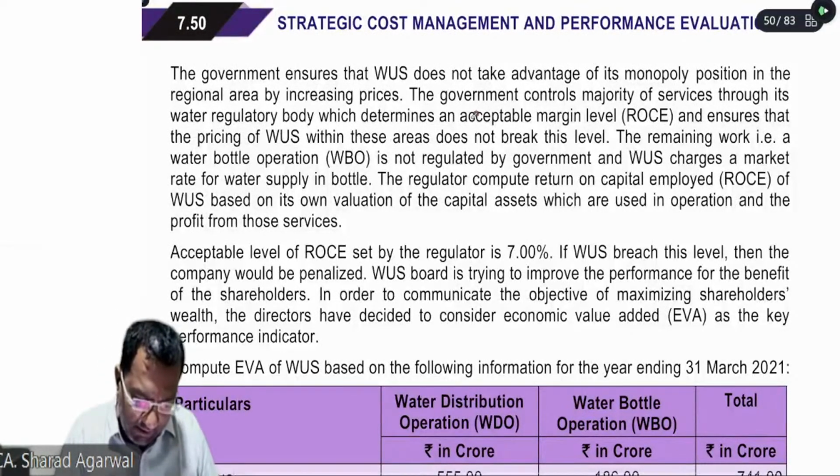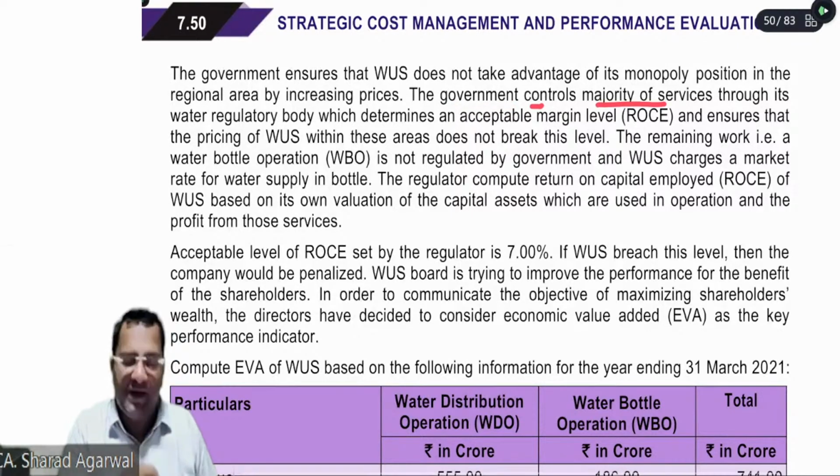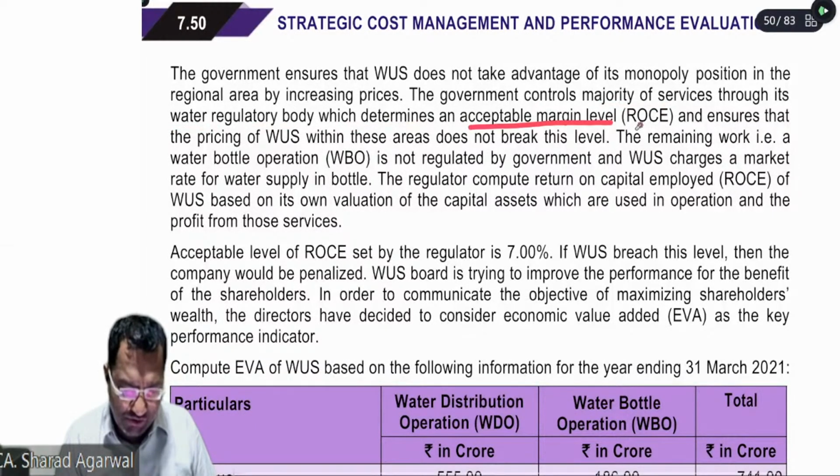The government controls the majority of services through its department. There is a department of theirs, known as the Water Regulatory Body, which determines an acceptable margin level and ensures that pricing of the company within this area doesn't break this level.